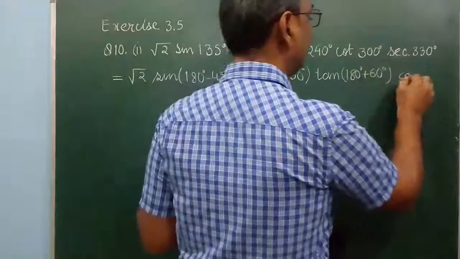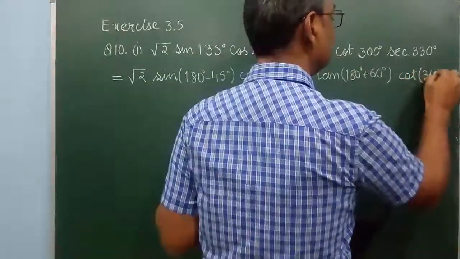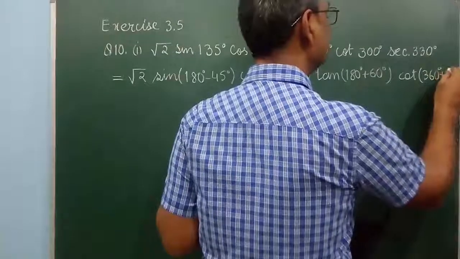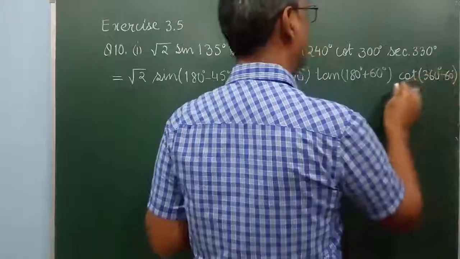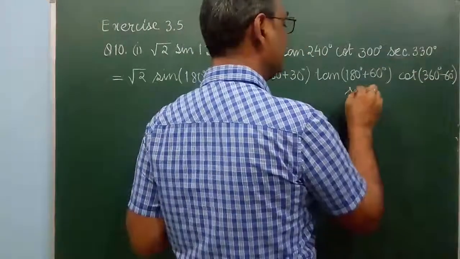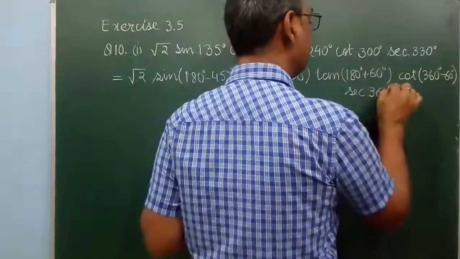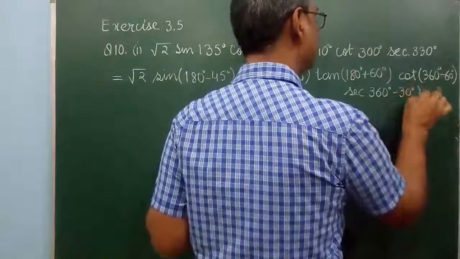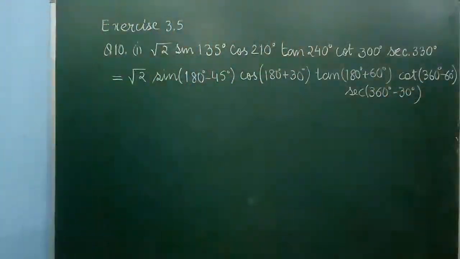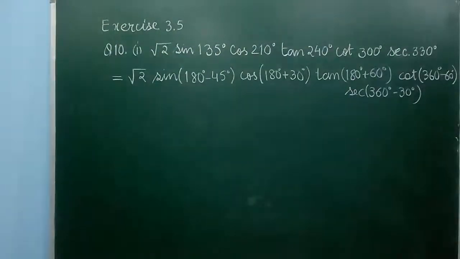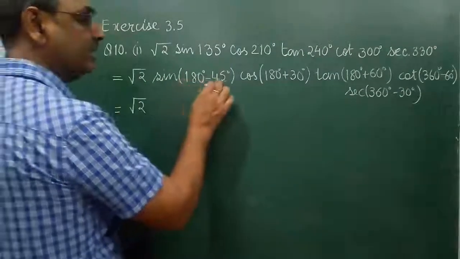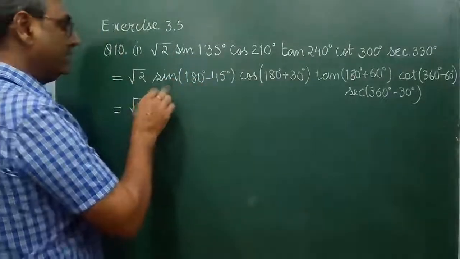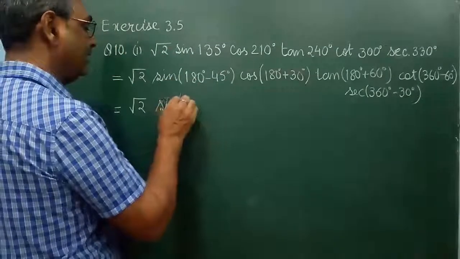Cot 300 is cot 360 minus 60, and sec 330 means sec 360 minus 30 degree. Now this is second quadrant. 180 minus theta is second quadrant. In the second quadrant sine is positive, so it will be sine 45 degree.